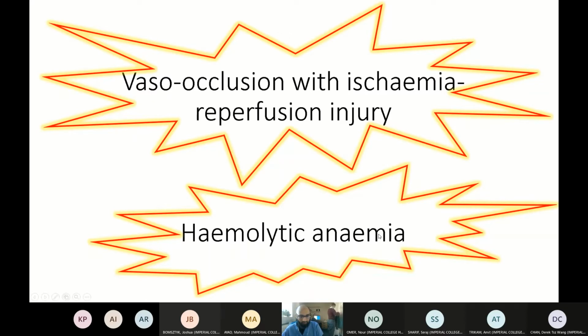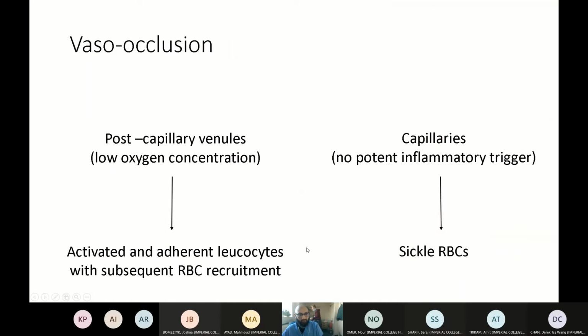And then the other step in the pathophysiology is the hemolysis, the hemolytic anemia. The reason why hemolysis causes problems is due to nitric oxide depletion, and we'll come to that.